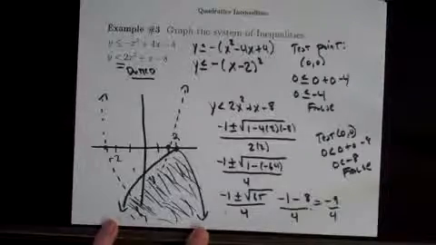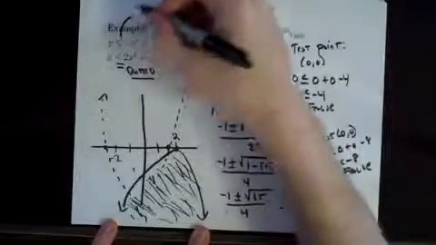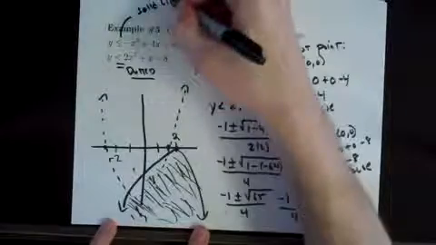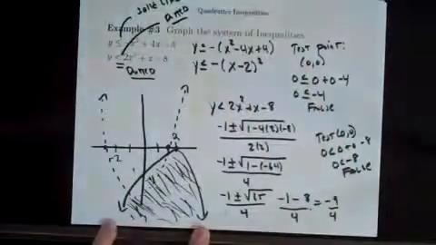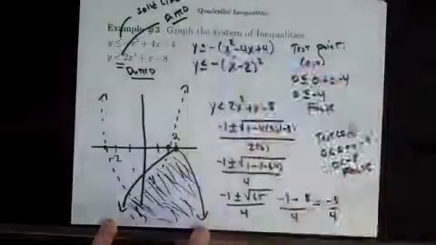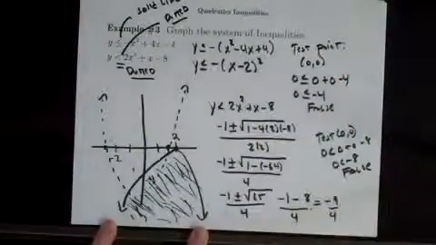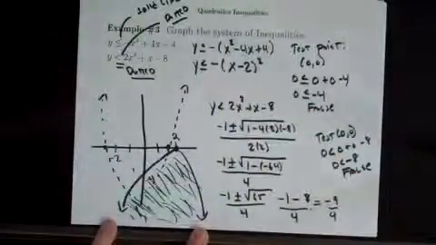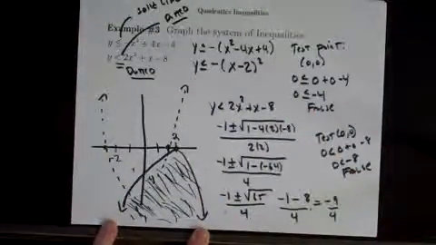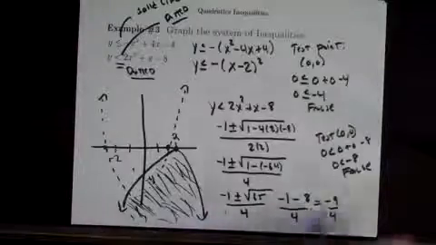Okay. The key thing here, this is a solid line. This is dotted. And here we factored out a negative to get into vertex form. Here we had to use the quadratic formula. And that's about it.